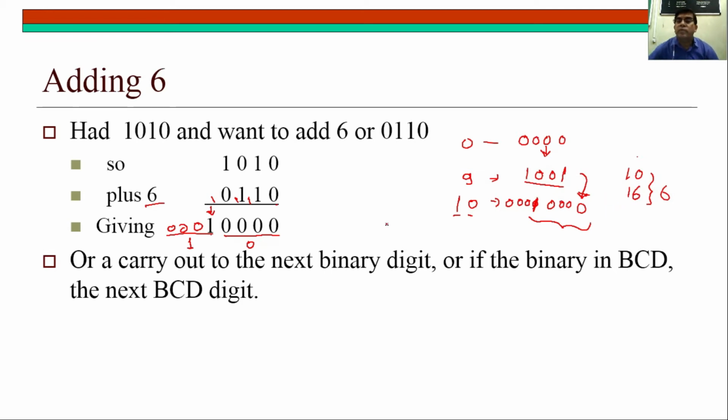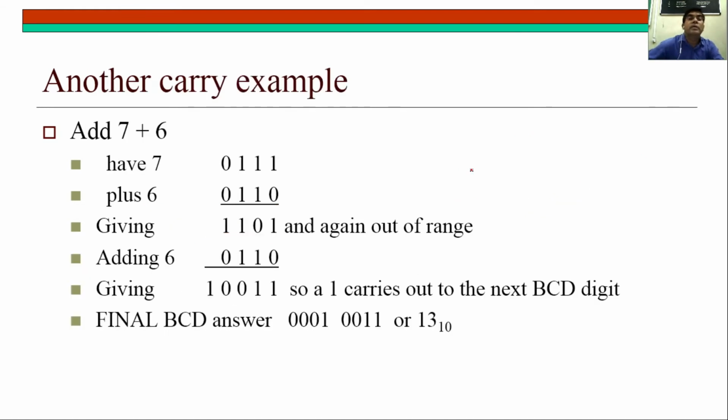We will take one more example. Say the example is add 7 plus 6. Again, the BCD of 7 is 0111, and for 6, 0110. So if you add, what happens? 1 plus 0 is 1. 1 plus 1 is 0 carry 1. 1 plus 1 plus 1 is 1 carry 1. Now 0 plus 0 plus 1 is 1. So this is the answer.